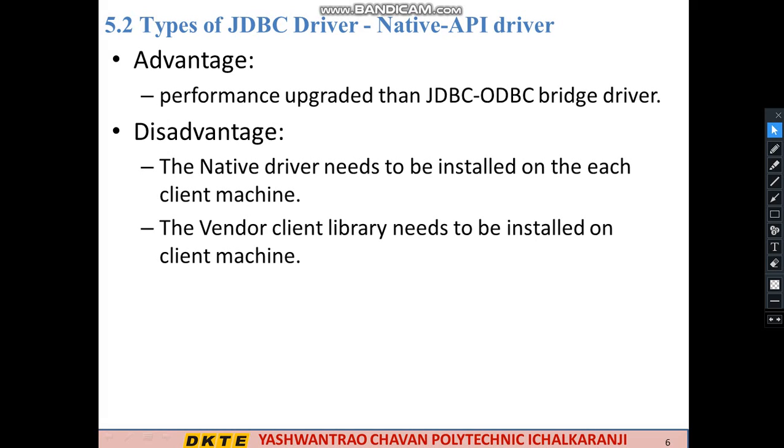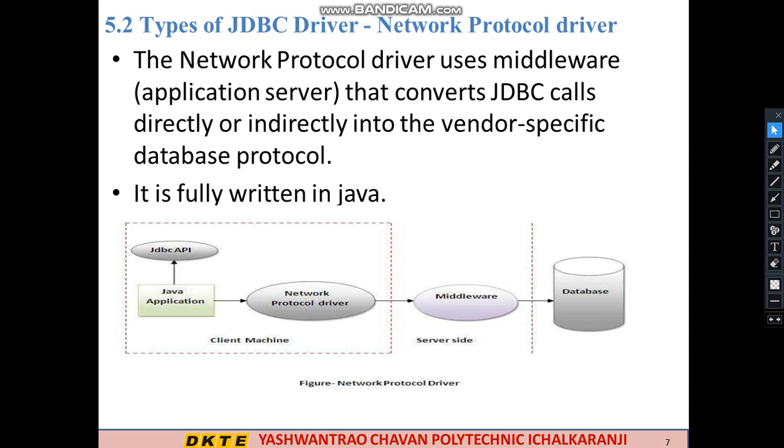Advantages: performance is better than the first one, that is the JDBC ODBC bridge driver. And the disadvantages: the native API driver needs to be installed on each client machine. Now the drivers you want to use have to be installed on every client machine. A vendor client library needs to be installed on the client machine. This is also one of the situations.